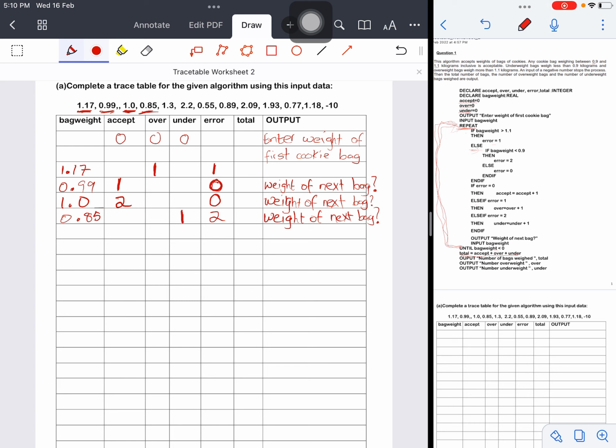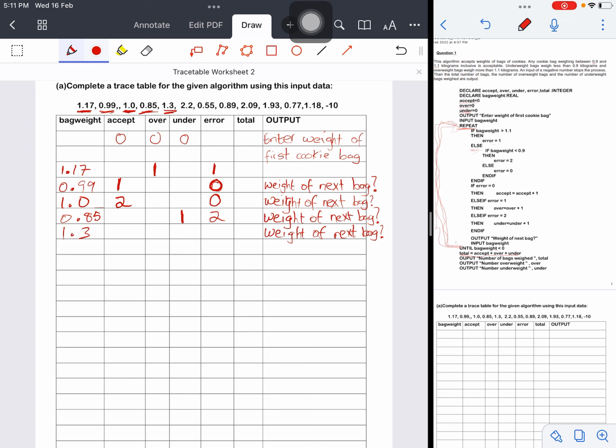Okay, then it says output weight of next bag. So we just rewrite this. Weight of next bag, question mark. Okay, then we input the next weight, which is 1.3. I'm going to go a bit faster now.